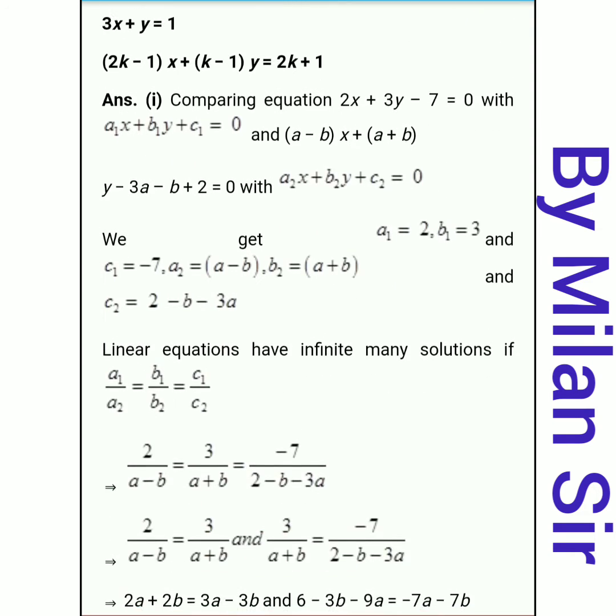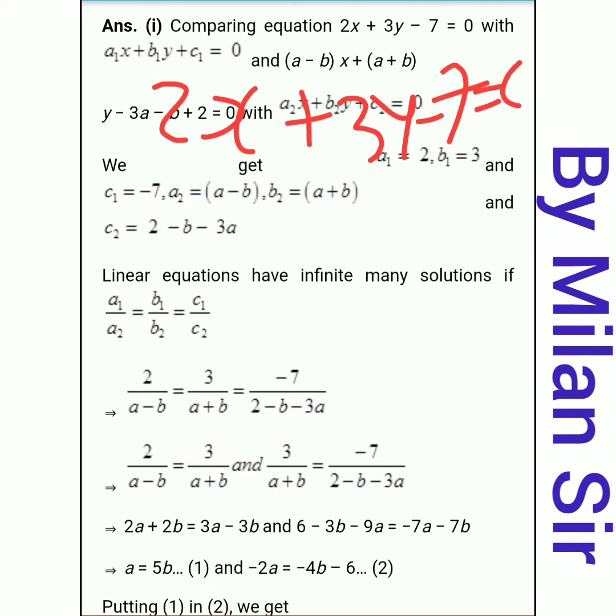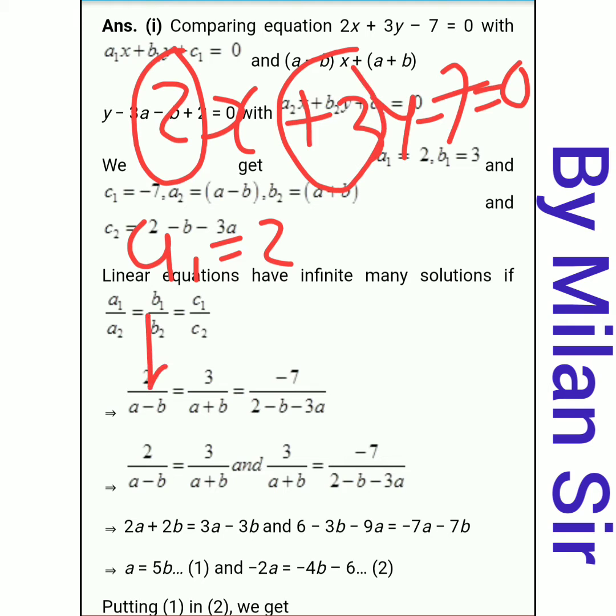Our first equation is 2x plus 3y minus 7 is equal to 0. Compare this equation with a1x plus b1y plus c1 is equal to 0. So the coefficient of x is our a1, 2, the coefficient of y is our b1, 3, and the constant term is c1, minus 7. So a1 is equal to 2, b1 is equal to 3, c1 is equal to minus 7.